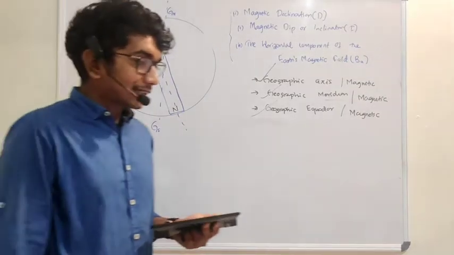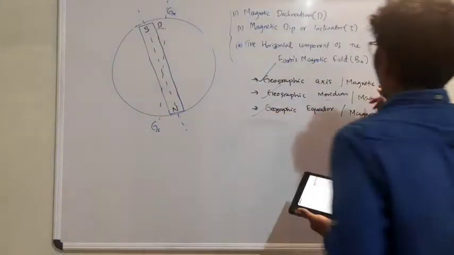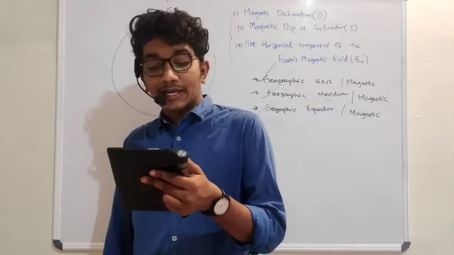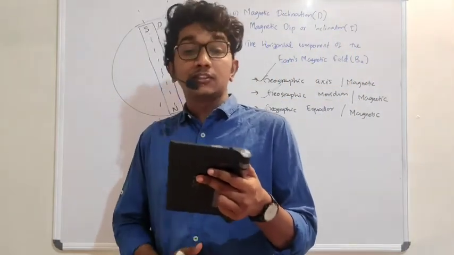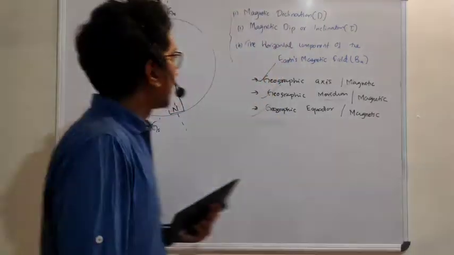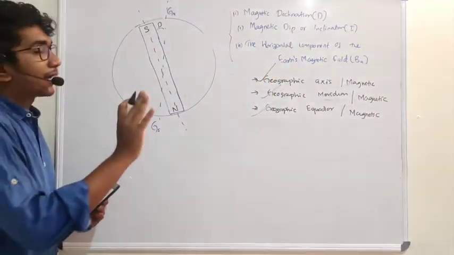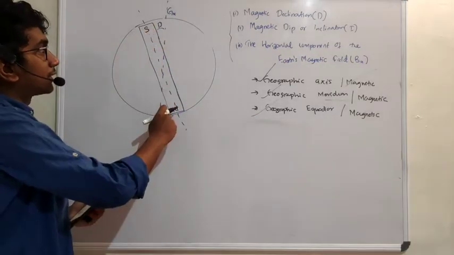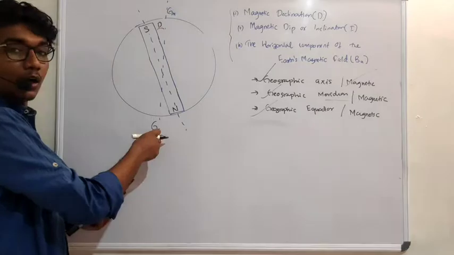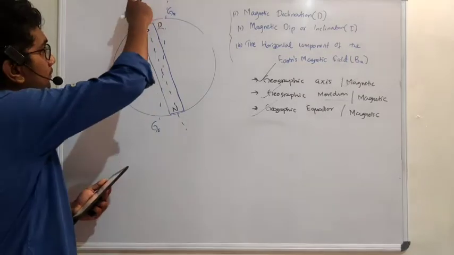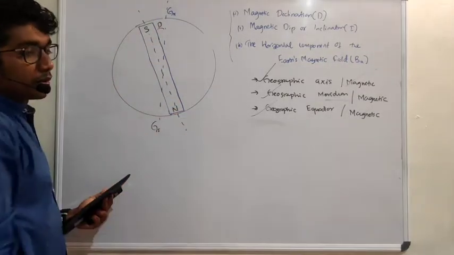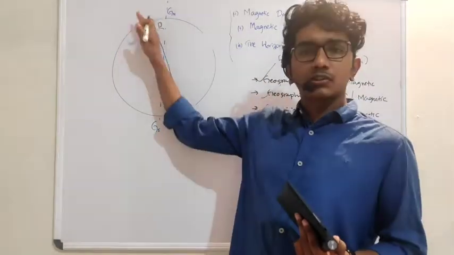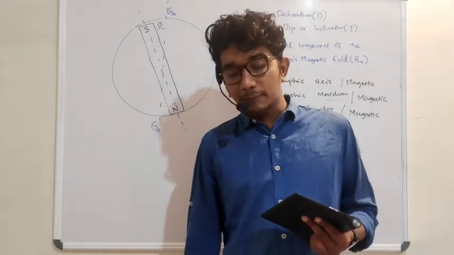Next, similar to that, we have a magnetic axis. What is a magnetic axis? The straight line which connects the magnetic poles of Earth is known as the magnetic axis. Here we are considering there is a magnet inside the Earth, with the south pole here and the north pole here. Please note that the axis passing through both the magnetic poles, south and north, is known as the magnetic axis.